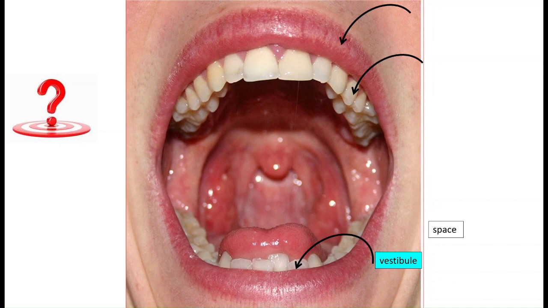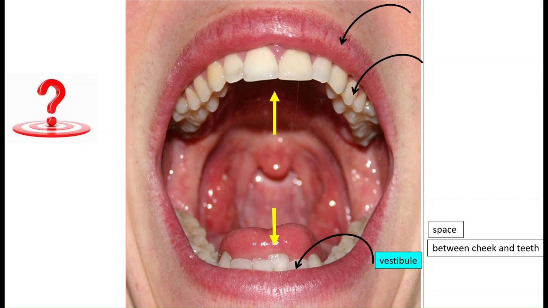It is not open. Usually the cheeks are stuck to the arches of the teeth, and the vestibule is a space between the cheek and the teeth. The floor of the proper mouth cavity inside the arches of the teeth is formed by the tongue, and underneath the tongue there are two muscles which we will address a little bit later.